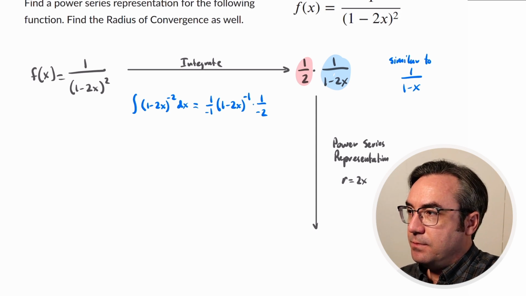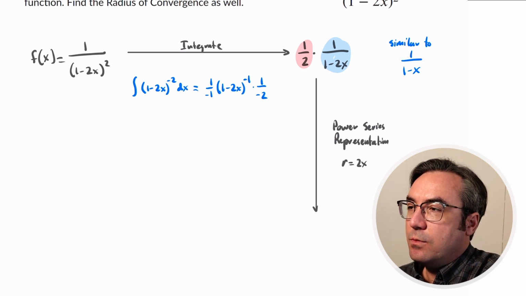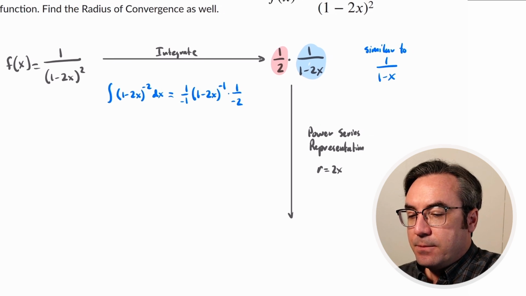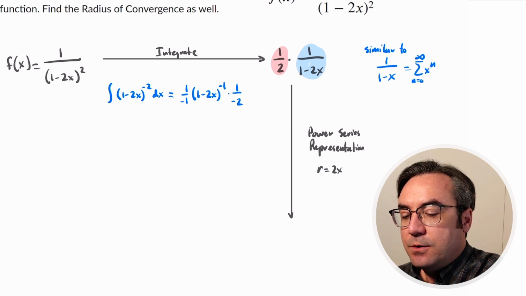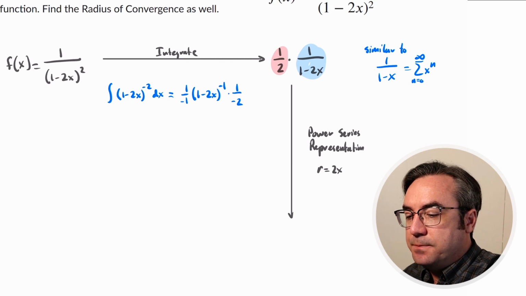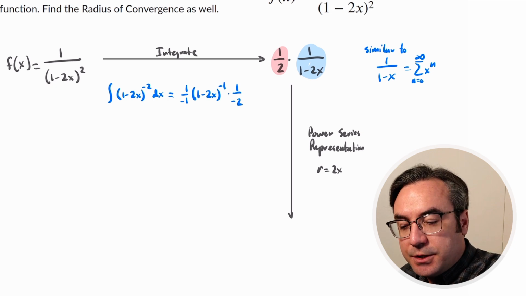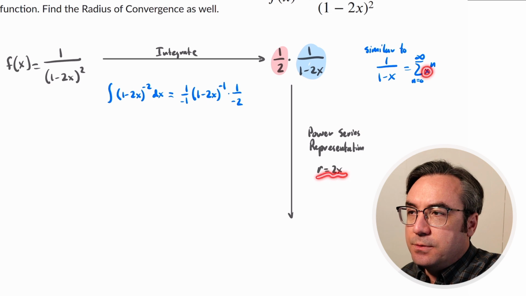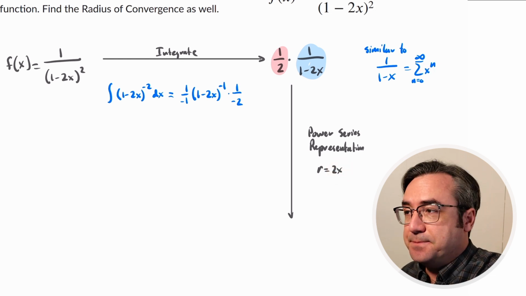And if we remember our prototype, this 1 over 1 minus x, what was the power series representation for that? Well, it was the sum of x raised to the power n, where n was going from 0 to infinity. So all we're going to do, we're going to use that same sigma notation here, that sigma form, but we're going to change that x to what this r value is. So wherever we see an x here, we're going to change that out with parentheses 2x.